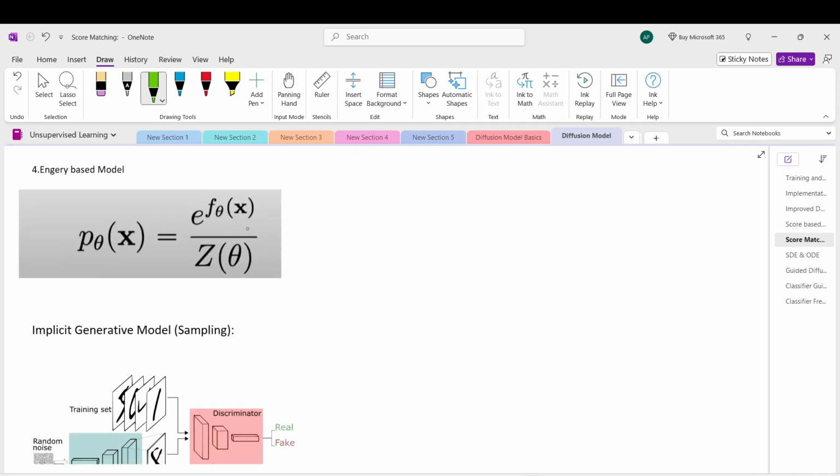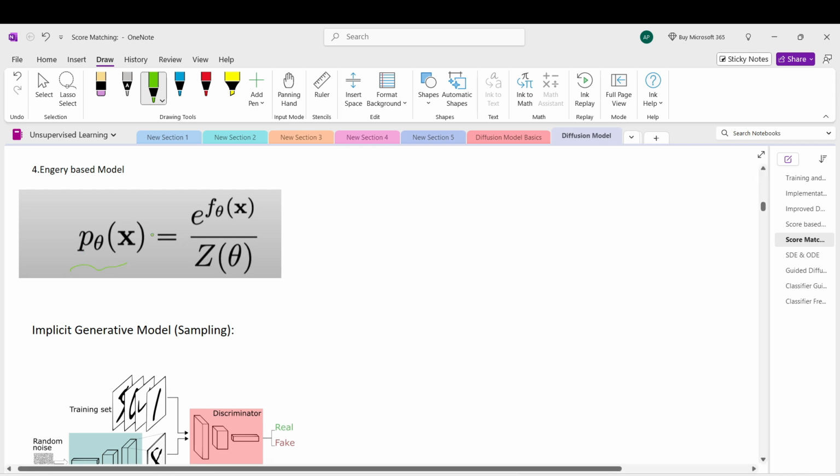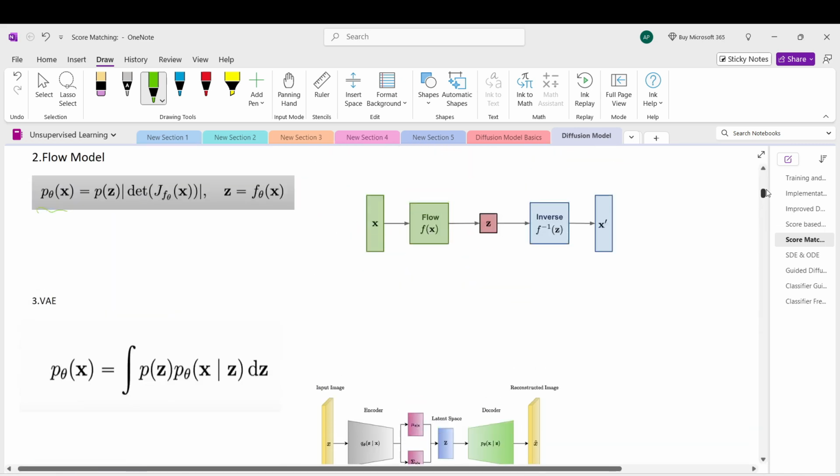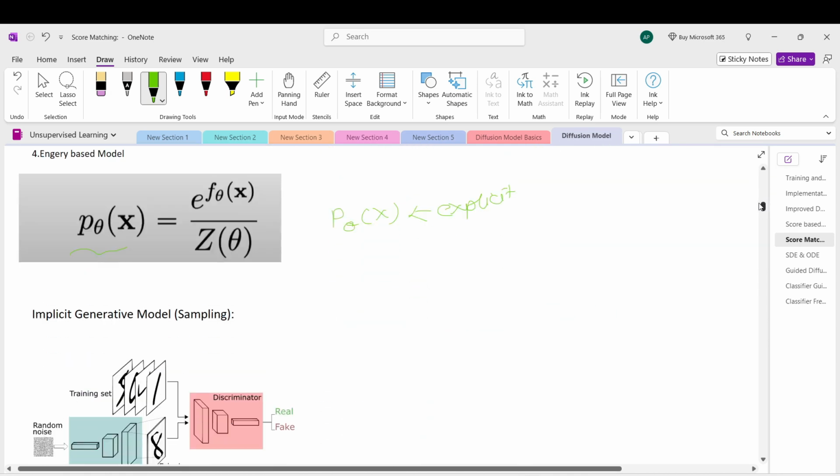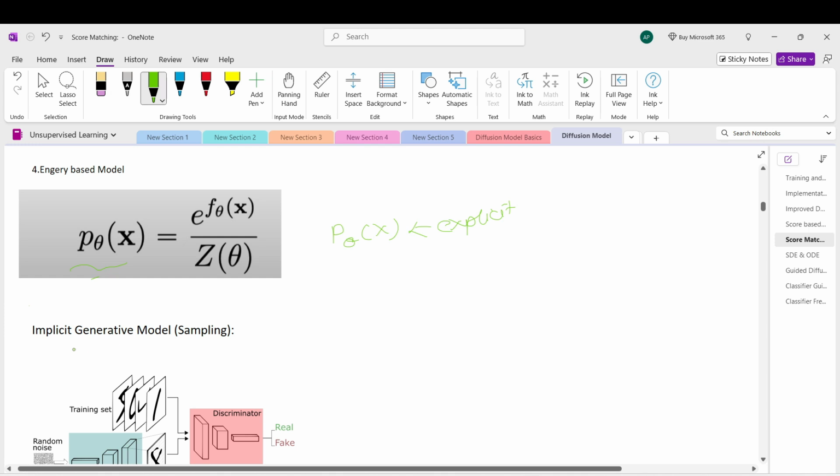In energy based models we define it this way, and this is an explicit approximation of p theta of x. Explicit means we are directly estimating p theta of x in some sense. But in a little bit of an implicit way, like GANs, we don't approximate this directly.